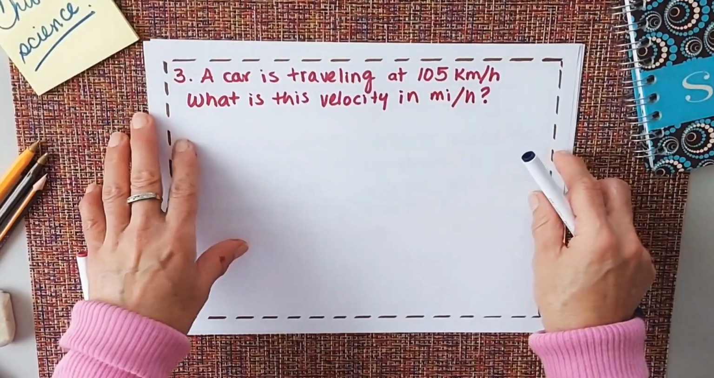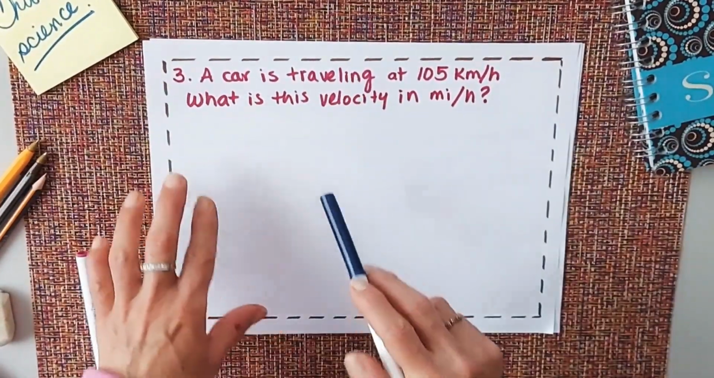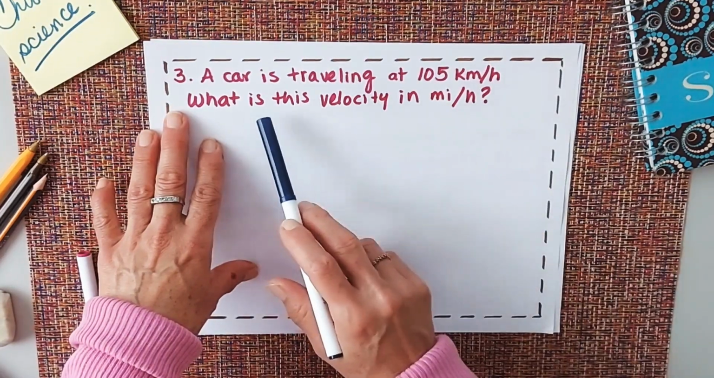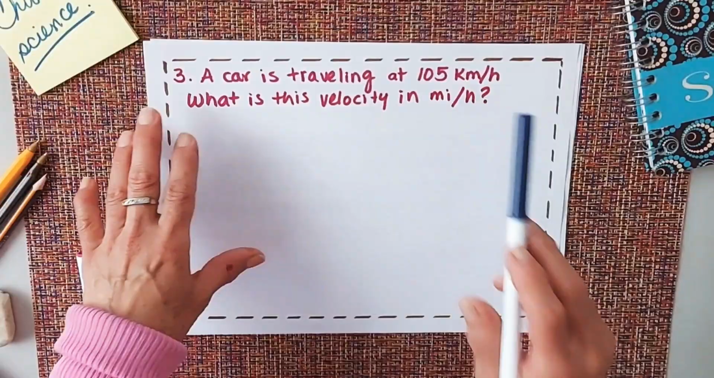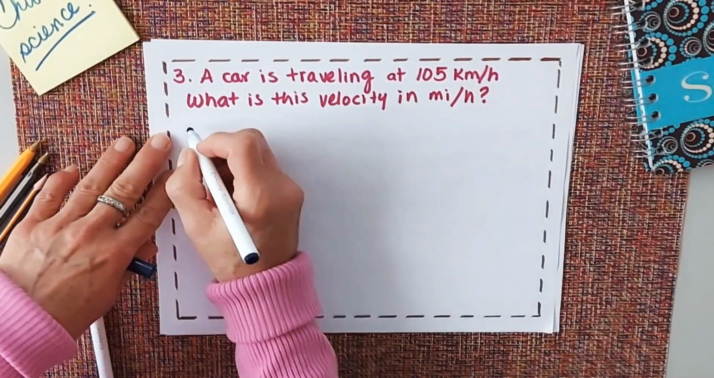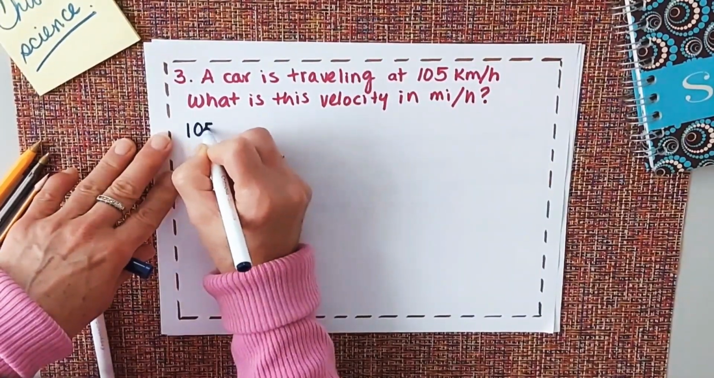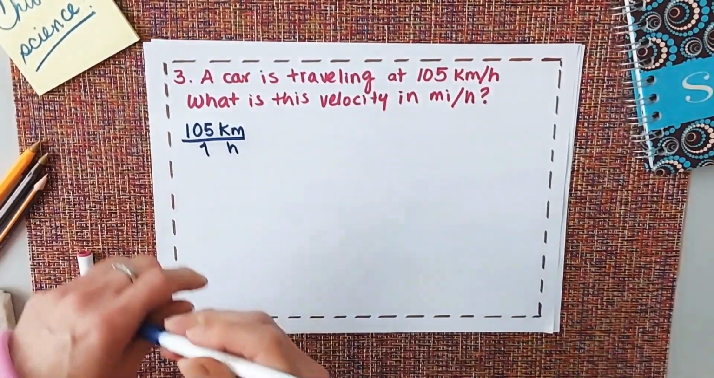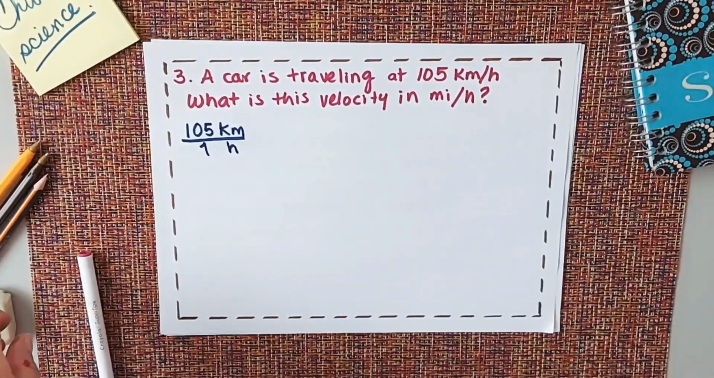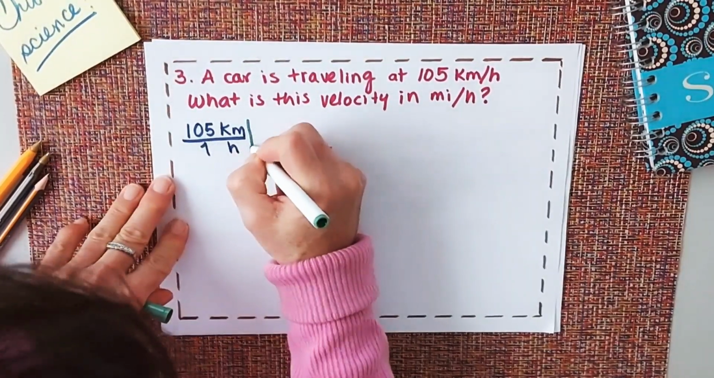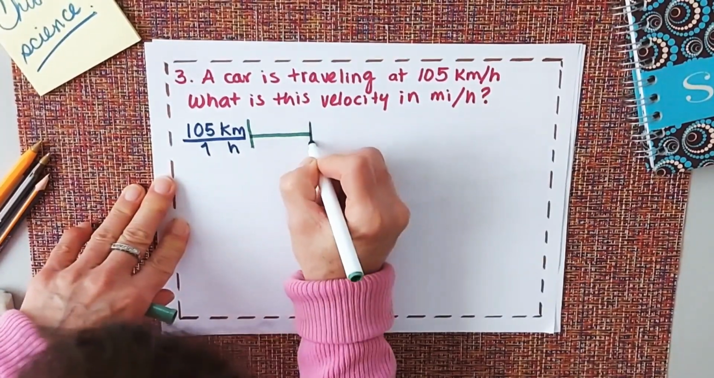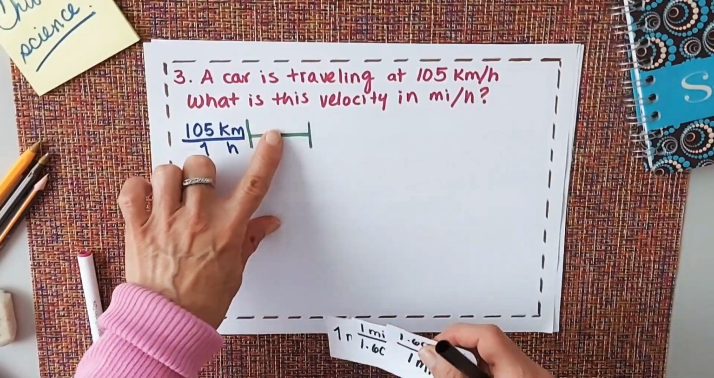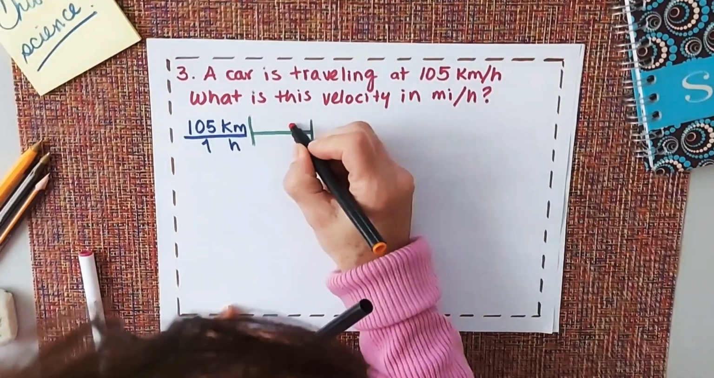Now, here is the last example. A car is traveling at 105 kilometers per hour. What is this velocity in miles per hour? Remember that you need to write the data as a fraction, 105 kilometers per 1 hour. Now we are going to write the place for the first conversion factor. Remember that we need to start with the first unit, kilometers to miles. Then we are going to write here miles.